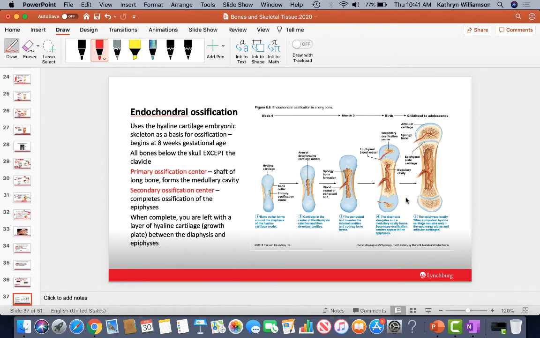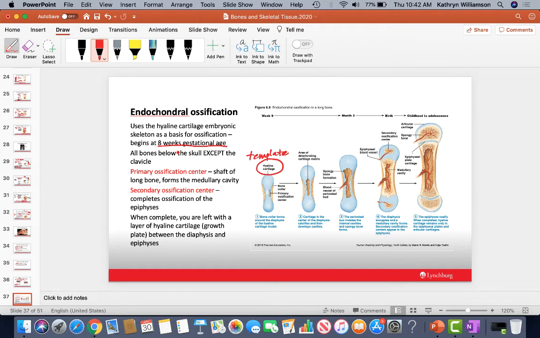Okay, so this is what happens with endochondral ossification. Basically, a large part of the embryonic skeleton is formed out of a hyaline cartilage template. This forms a template or pattern, initially made out of hyaline cartilage, that bone can now come back afterwards and replace. Starting at 8 weeks gestational age, the body starts to replace that hyaline cartilage with bone.